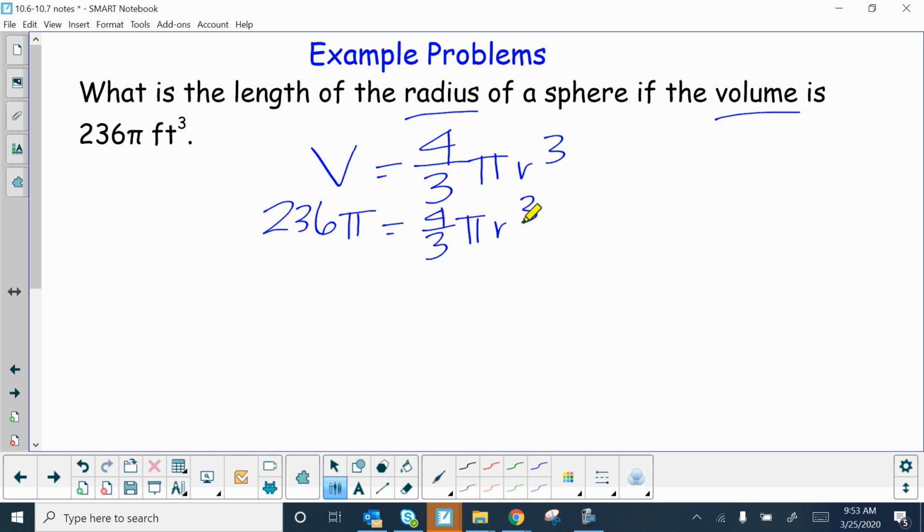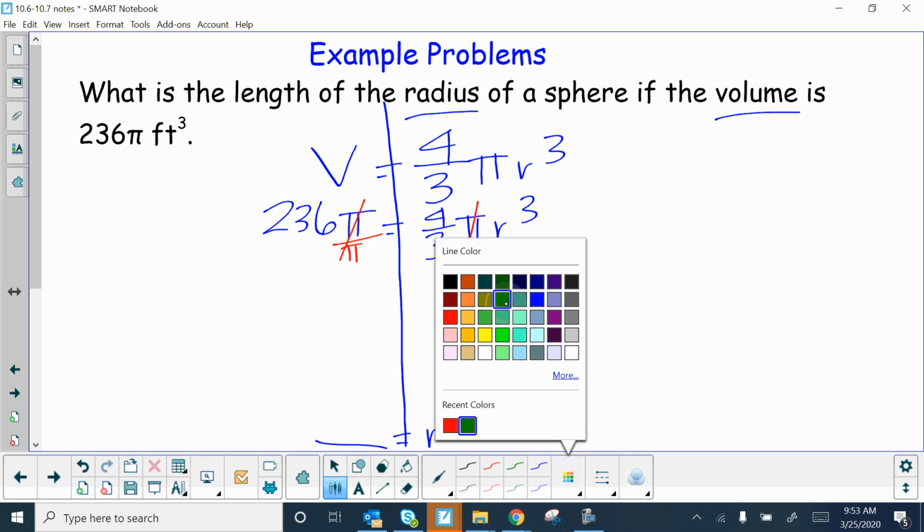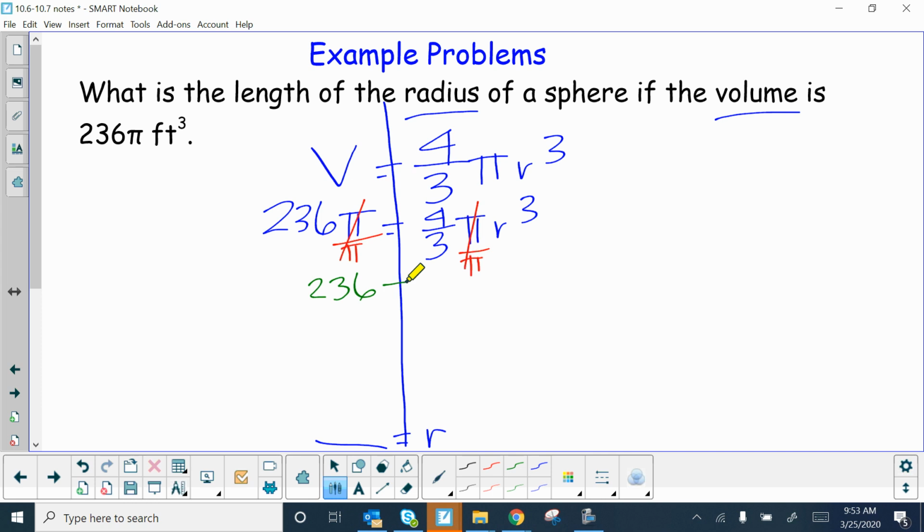So basically, from this point on, this is an algebra problem. How do I get r by itself? I want to eventually get r by itself, and then that'll get me my answer. So I have to first start off by getting rid of the 4/3. How do you get rid of the 4/3? You could get rid of the pi's first too. So let's actually do that, because I bet most of y'all are eyeing that. If I divide by pi here, that means I have to do it over here. They cancel out. So now I have 236 equals 4/3 r cubed. So now I just have to get rid of the 4/3. How do you get rid of the 4/3?